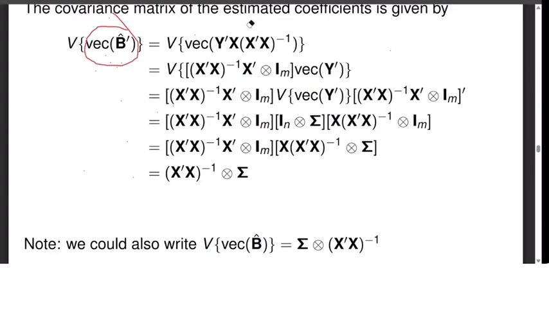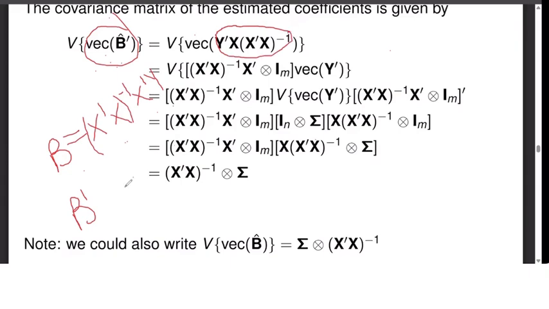So wait, take a look at what I'm doing here. Now let me tell you something. What is your B? B is X transpose X inverse X prime Y. Then what would be the B prime transpose? The B transpose is this one here. Can you see that? That is the transpose of this one.